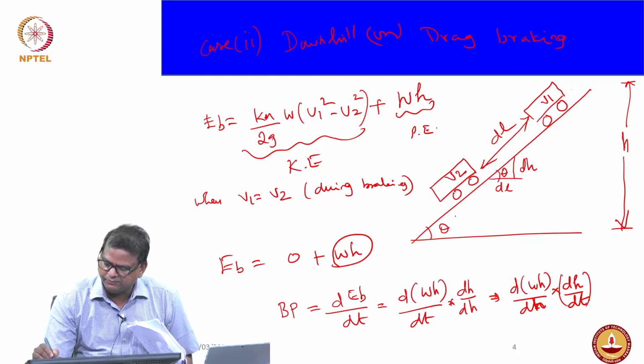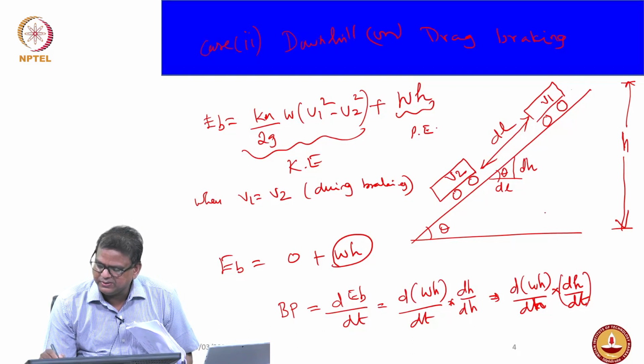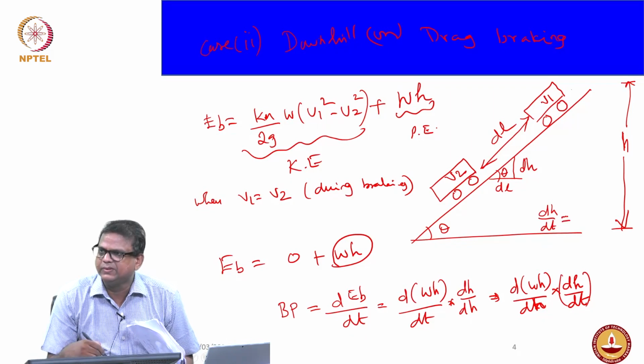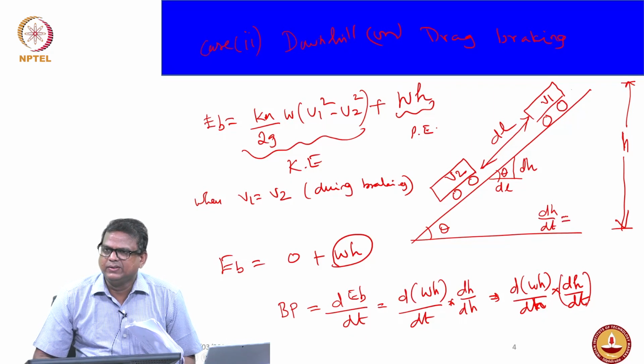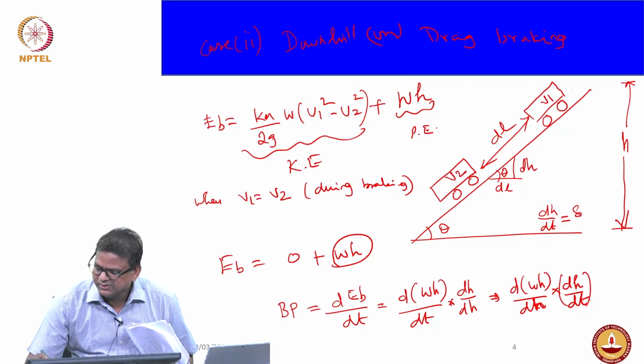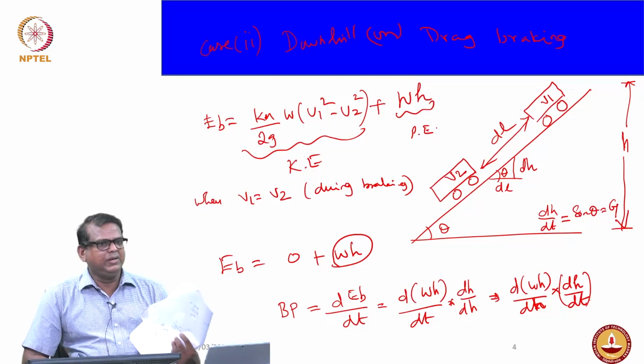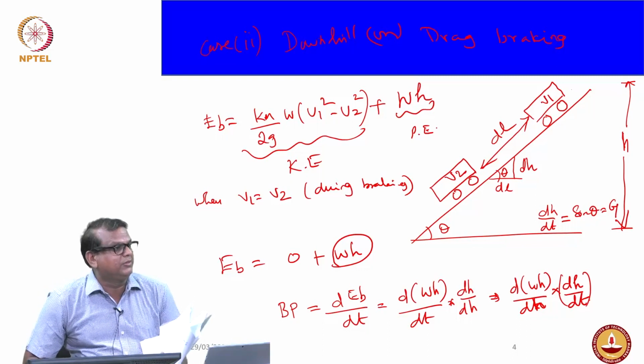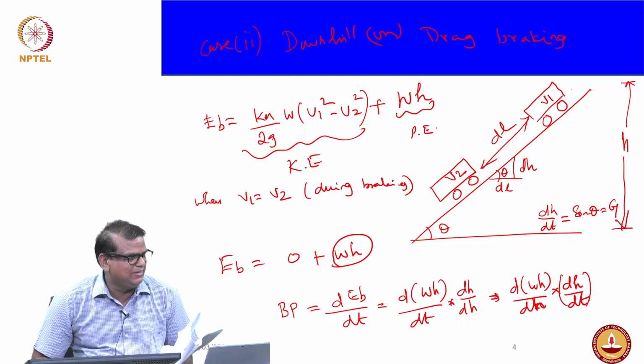The other aspect, from this diagram, what do you understand by dH by dl? What is the dH by dl? Nothing but sin theta, right? Sin theta is a gradient. So sin theta, or g, is the gradient. Normally the gradient is represented as a percentage, 5%, 10%, 15%.